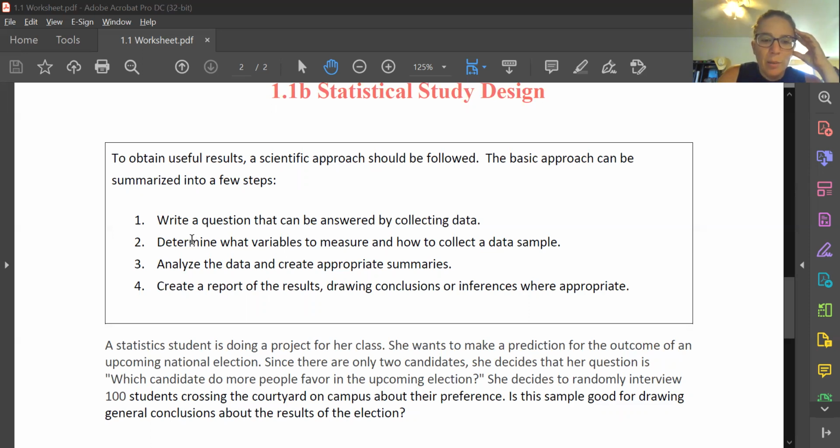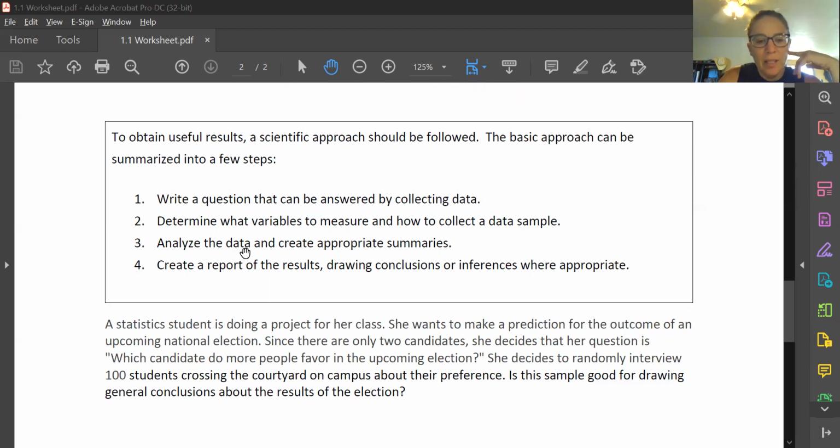Okay, determine what variables to measure and how to collect the data sample. We talked about how to collect it a little bit a minute ago with the different grouping. We'll talk more about what variables to measure in the next few examples. Analyze and create summaries, and then write a report, draw conclusions.